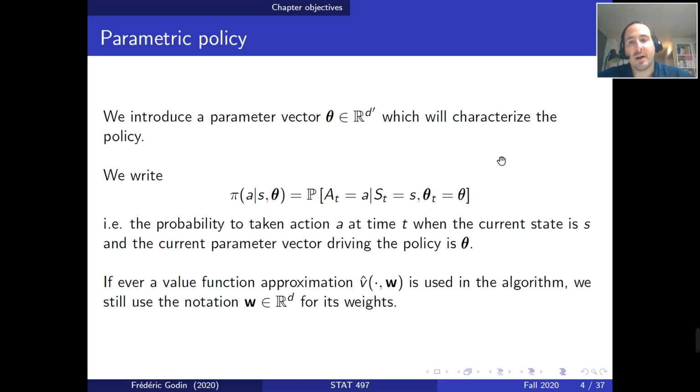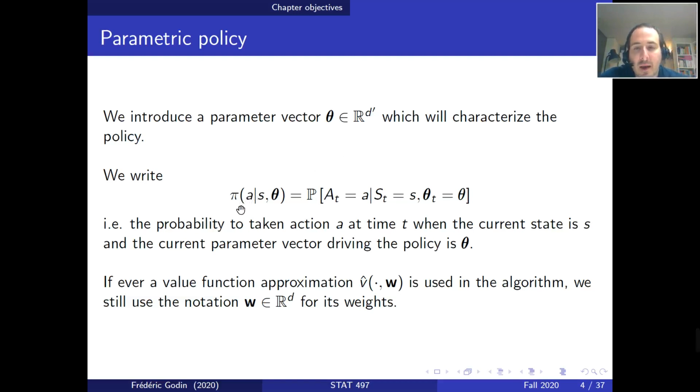So here we are going to introduce a parameter vector theta, which is in R^d'. So d' denotes the dimension of the parameter theta, and I use d' here instead of d because d was used in previous chapters to represent the dimension of the weights of the value function. So when we talk about parameters of the policy, we're going to use d' to represent its dimension. So d is the dimension of the parameters of the value function, d' is the dimension of the parameter vector of the policy.